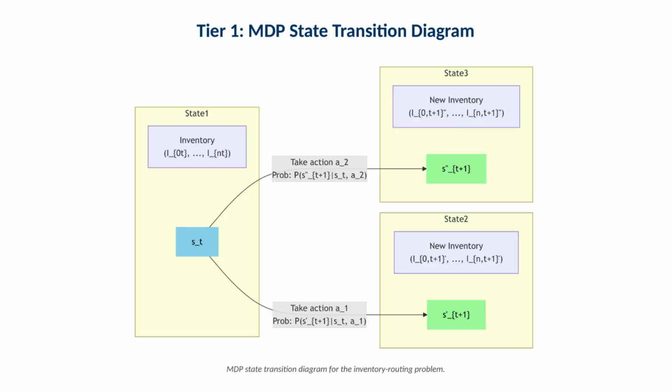This diagram illustrates how the system evolves from one day to the next. Inventories define the state, the distributor chooses routes and quantities, and then demand drives the transition into the next day. Use this picture as a mental model. Every improvement method in later tiers is still trying to manage the same cycle, just with scalable approximations.